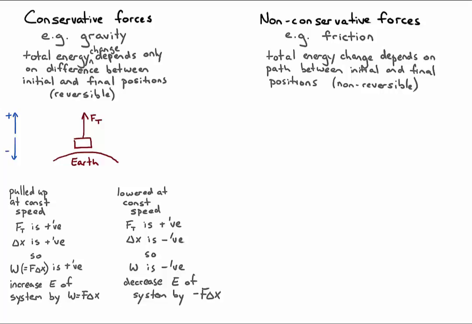So you can see here that this is a reversible process. The transfer in and out of the system of energy, those are reversible. We pull the object up, we increase the energy, we lower the object to the same original position, and we decrease the energy by the same amount. So our net change in energy of that system is zero. And that is a property of gravity as a conservative force.